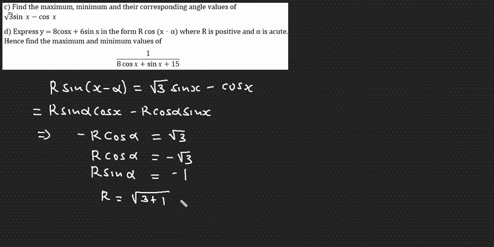To find R, we shall get the square root of root 3 squared, which is 3, and 1 squared, which is 1, which is equal to plus or minus 2. So we shall have a 2. We take the magnitude.